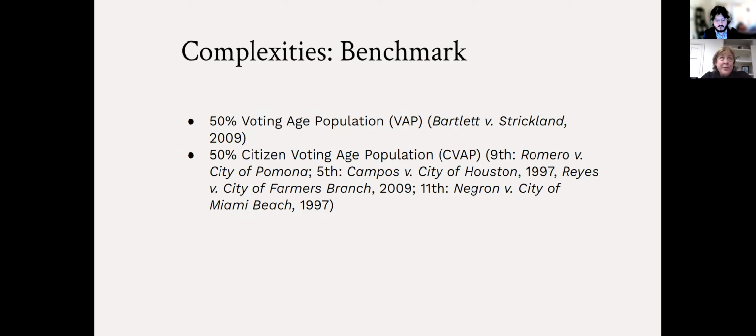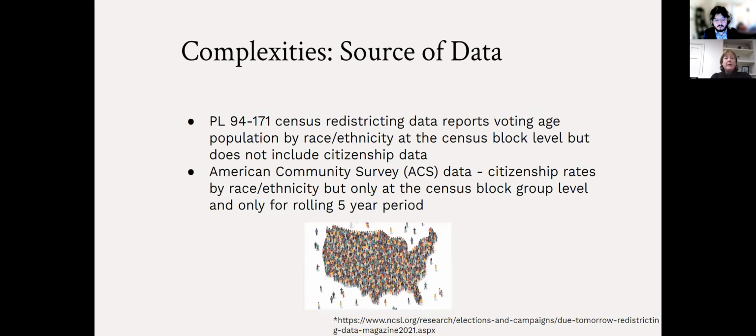Okay, how do we go from the block group to the block if we are looking at drawing at the block level? We're going to have to produce some sort of algorithm that allows us to take the citizenship rate at the block group level and assign it to the block level. So that's the one complexity that comes into play when we're drawing. Okay, next slide. I think I covered that already.